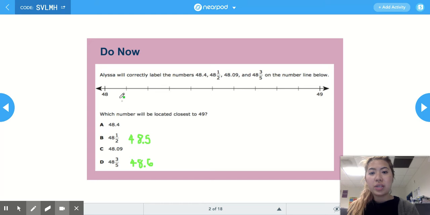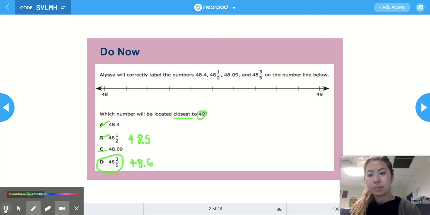So we can write all these numbers on the number line, but if we know that the number has to be closest to 49, we know that we're looking for the biggest number. So 48.4 is smaller than 48.5, and 48.09 is smaller than both 48.4 and 48.5. So that means that the correct answer choice is D, 48 and 3/5.